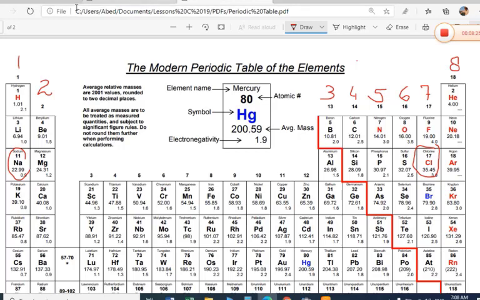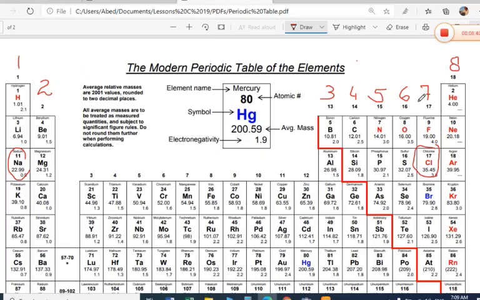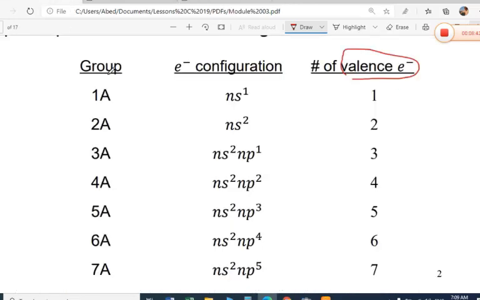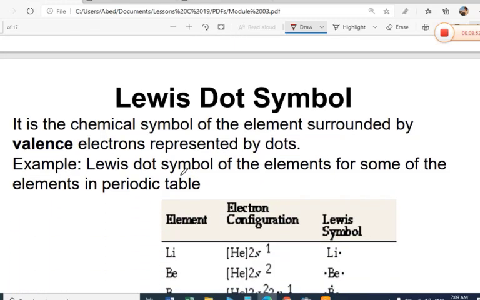So here in this periodic table it shows that groups 1A to 7A will have 1 to 7 valence electrons. This valence electron in the outermost shell, this 1 2 3 4 5 6 7 I showed you here. These are the same numbers. These are the number of valence electrons. Okay, and this is the chart which is calculated here. This is the calculation to show these numbers 1 to 7.